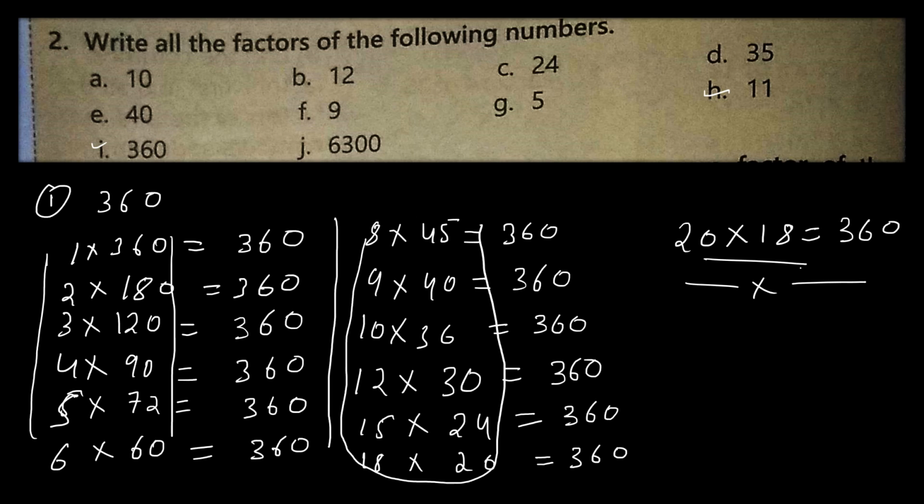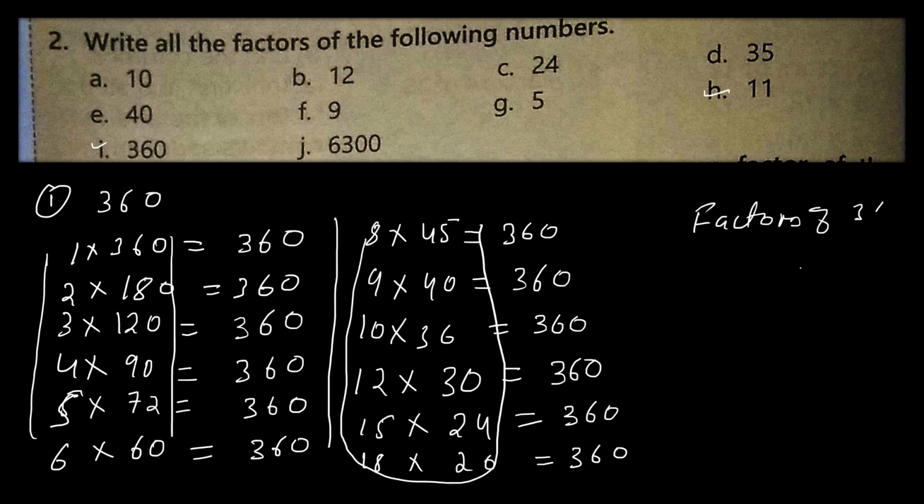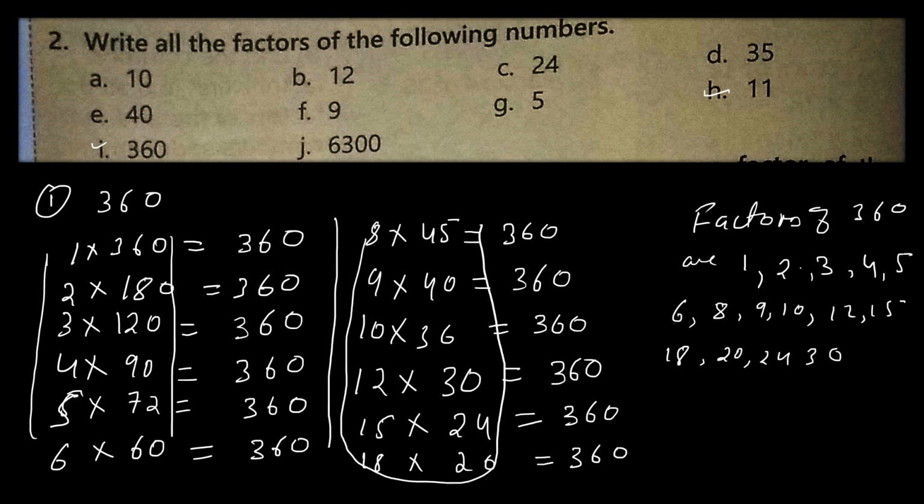Got it, children? So let's write down the factors. Factors of 360 are, starting from the top, 1, 2, 3, 4, 5, then 6, then 8, 9, 10, 12, 15, 18, 20, 24, 30, 36, then 40, 45, then 60, then 72, then 90, 120, 180, and the last is 360. These are the factors of 360.